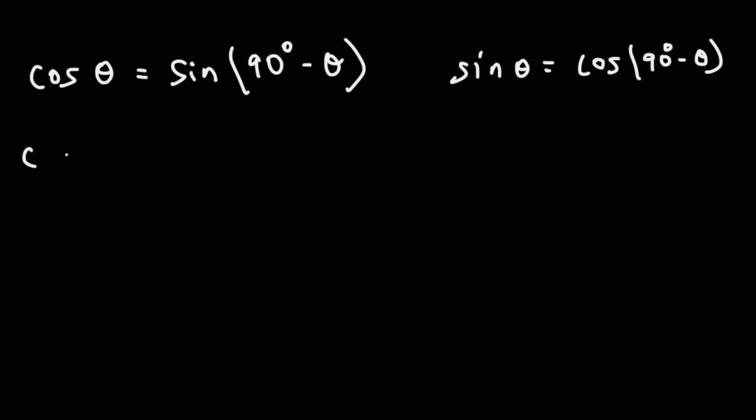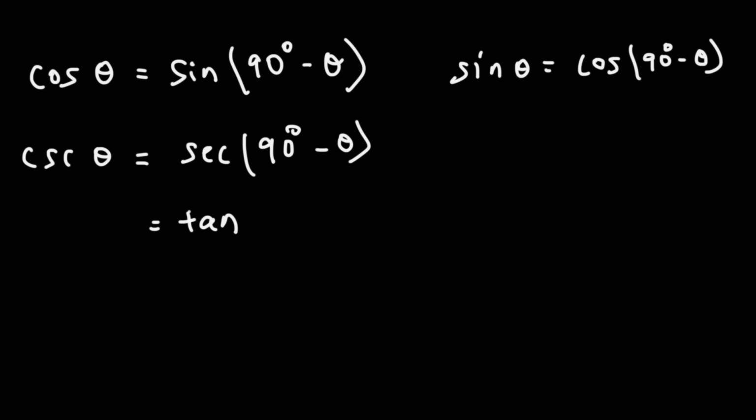Here are some other ones you need to know. The cofunction of secant is cosecant. So cosecant theta is going to be secant 90 minus theta. The cofunction of tangent is cotangent. So cotangent theta is going to be tangent 90 minus theta, which means tangent theta is cotangent 90 minus theta. You could swap them.